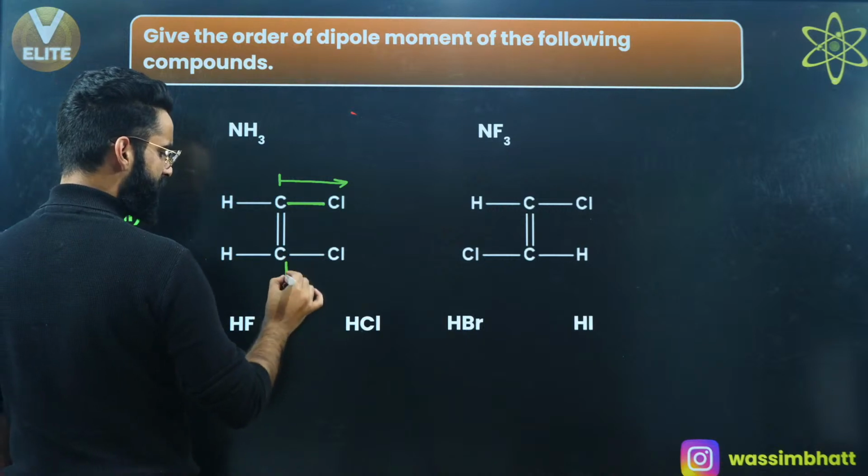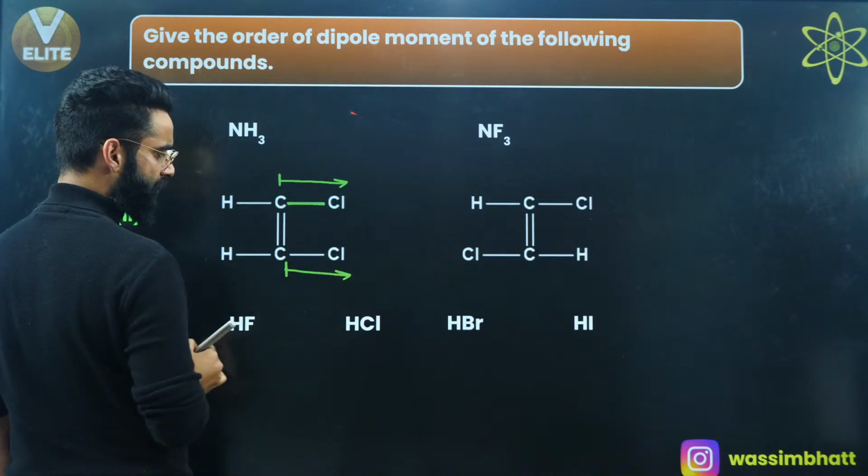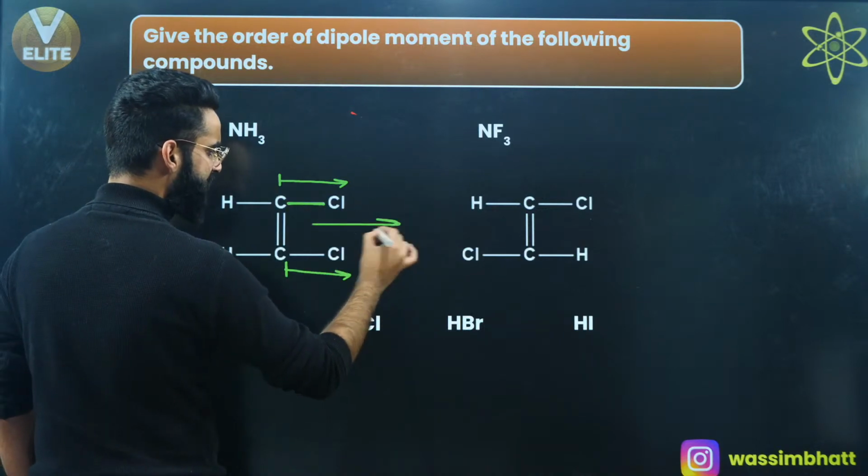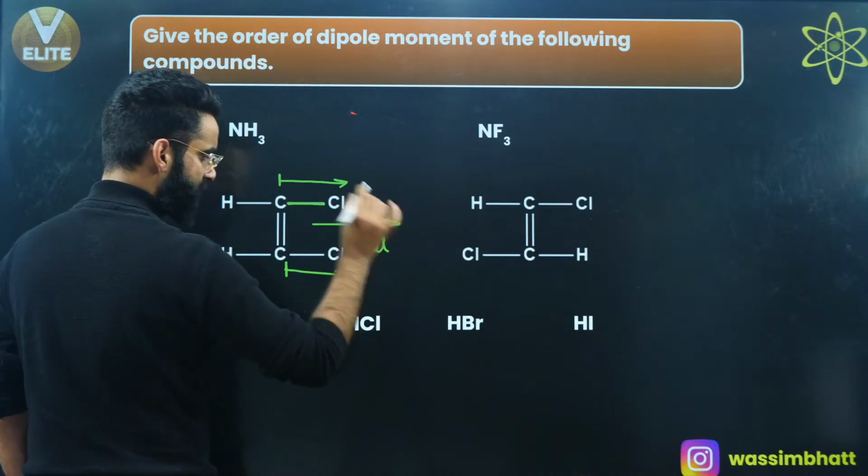Similarly, the direction of dipole moment is from less electronegative element to more electronegative element. So the direction of the two dipole moments is in the same way, right? So this is the net dipole moment direction. This is the net dipole moment direction, right?